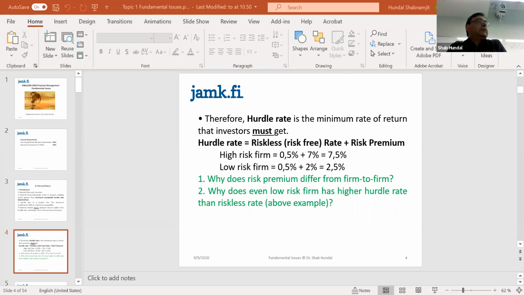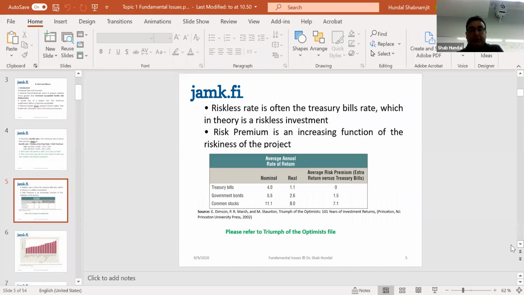Then I raise some questions for introspection. The first question is, why does risk premium differ from firm to firm? And the second question is, why does even a low-risk firm have a higher hurdle rate than the risk-less rate? But let's first try to find the answer to the first question, why does risk premium differ from firm to firm. To know the answer, we need to go to the basics of the risk-less rate.